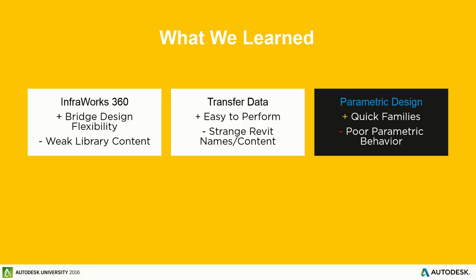From the parametric Revit designing aspect of it, the families are generated very, very quickly from InfraWorks. It's really good. I can very quickly generate the bridge, get an overall sense of the placement and the shapes and everything, bring it straight into Revit, and I have a design. I can work with what I have. I don't have to build it from scratch.